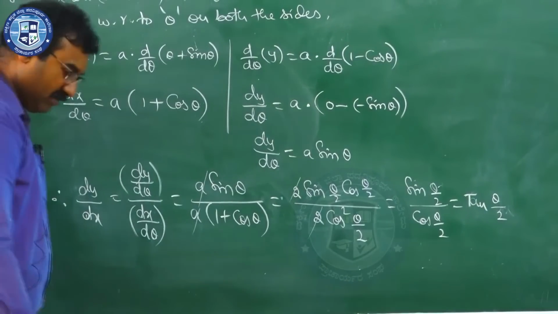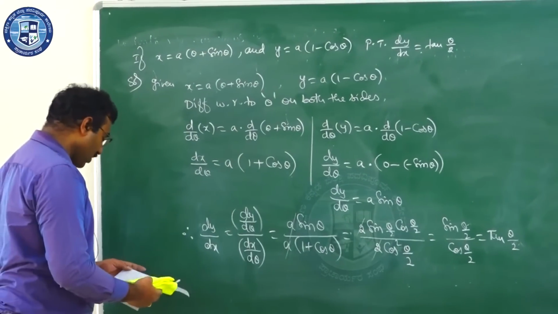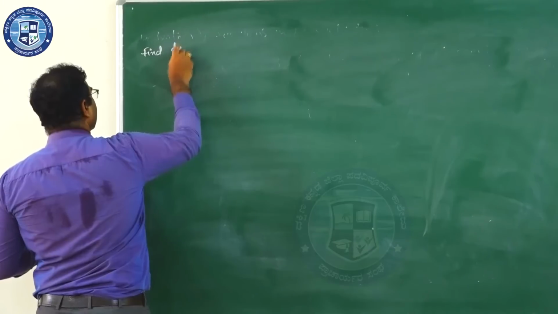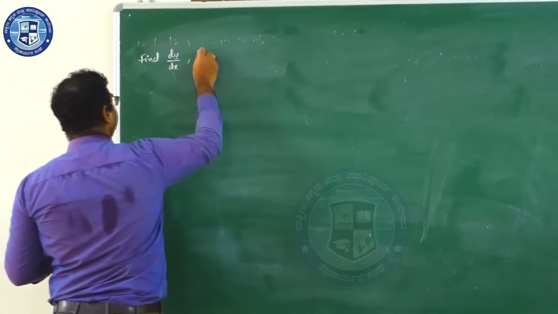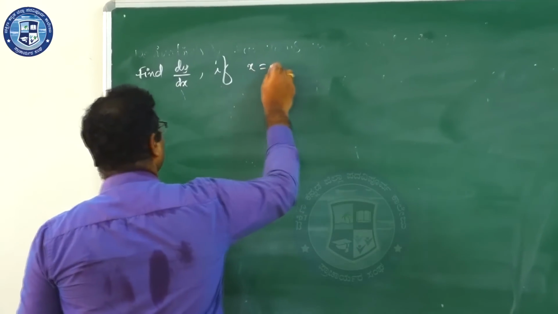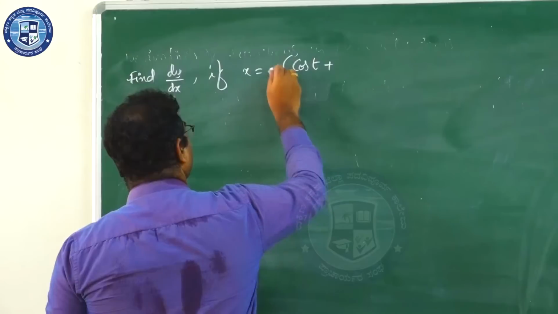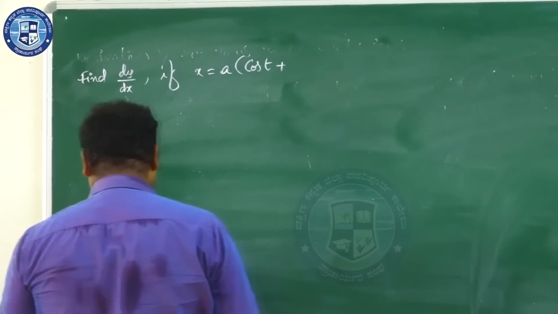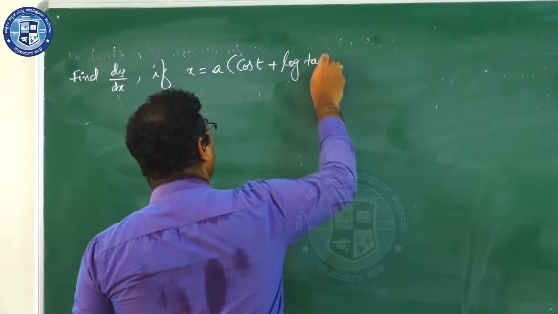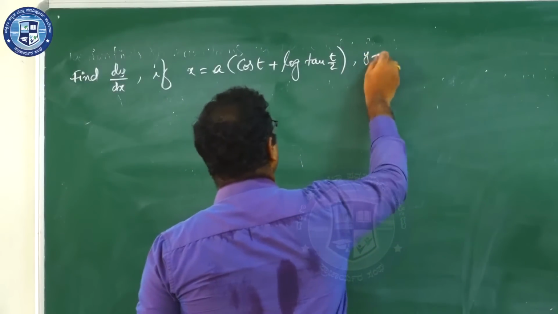Right. So, hope you understand this. Right. So, we will go for the next one. Find dy by dx if x is equal to a into cos t plus log tan t by 2, and y is equal to a sin t.